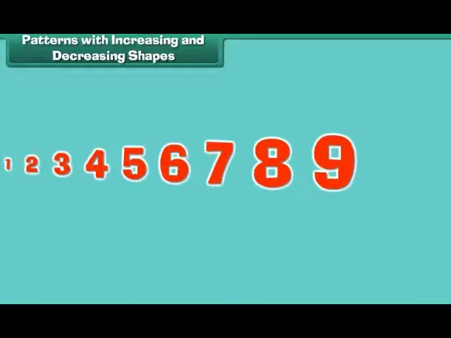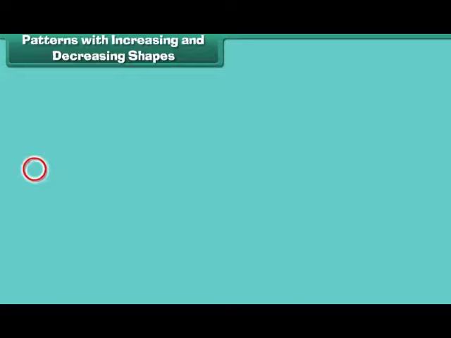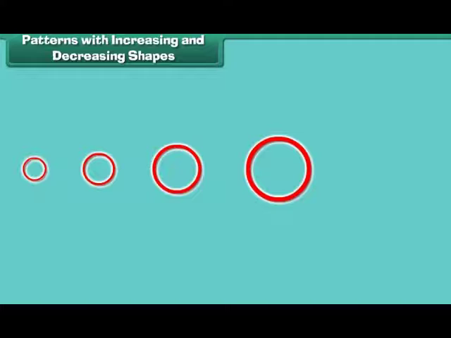Patterns with increasing and decreasing shapes. We can form patterns by increasing and decreasing the number or size of shapes. Let us see how. Look at this arrangement of shapes. 1 circle followed by 2 circles followed by 3 circles and so on. This is a pattern because the circles increase in a definite order.